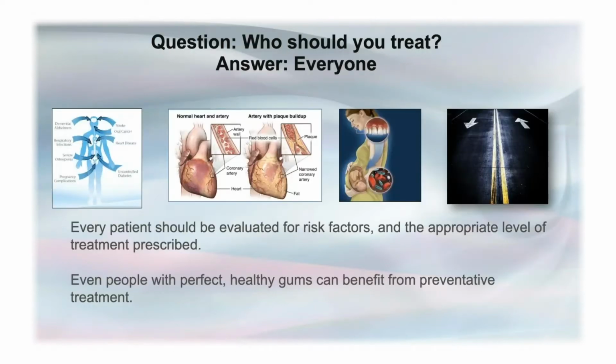The big question is, who do you treat? Like tomorrow when you go into practice, who are you looking at? You've got to treat everyone. Everyone you look at, no matter what their age or gender, you have to look at them and think, I need to evaluate this patient for risk factors and what level of care is appropriate for this patient. Because every patient is different. Even people with perfect healthy gums.